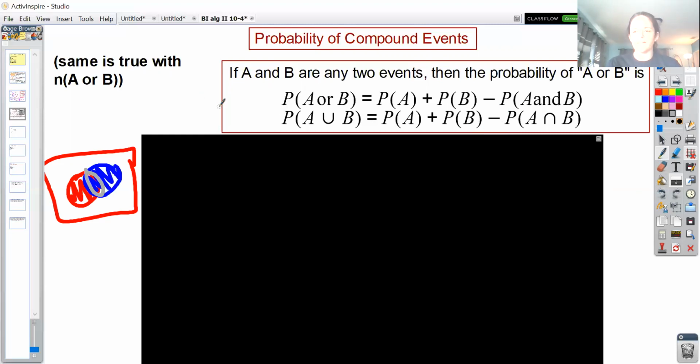Now, just a little point of notice. The formula is given with probabilities. The Venn diagram that I did on the last page was not with probabilities. It was with the number of elements in the set. So all of the formulas that we're doing are true regardless of whether we're looking at the number or the probability. But they are two different things. Okay.